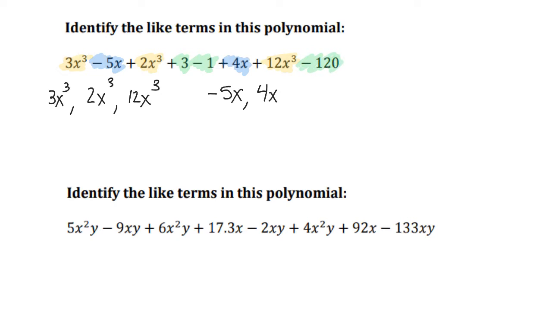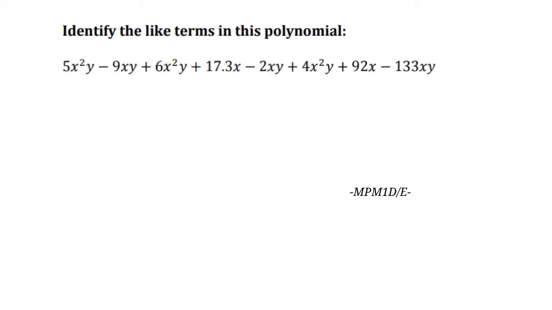So numbers that don't have any letters attached to them. Now, they are considered to be like terms because they're just plain numbers. What they have in common is that they're just plain numbers with no letters attached to them. So they can be listed as their own set of like terms. So we've got 3, -1, and -120.